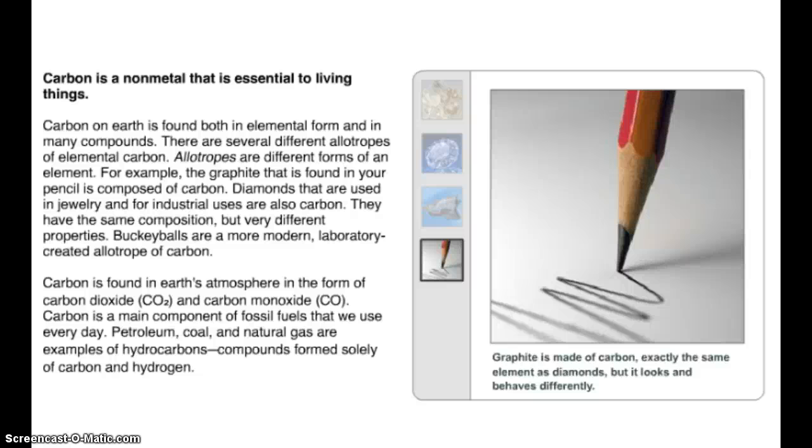For example, the graphite that is found in your pencil is composed of carbon. Diamonds that are used in jewelry and for industrial uses are also carbon. They have the same composition, but very different properties. Buckyballs are a more modern, laboratory-created allotrope of carbon.